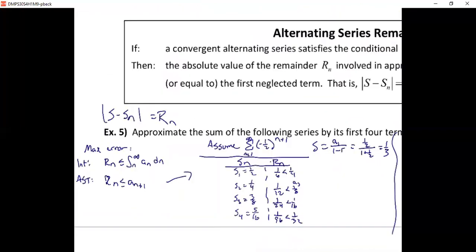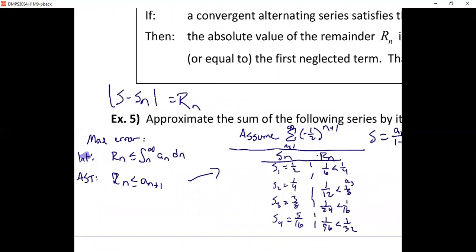So if you remember, when we did the integral test, we said the remainder, and just as a quick reference, the remainder is if we take the difference between the sum and the partial sum. So that remainder has to be less than the integral from n to infinity.